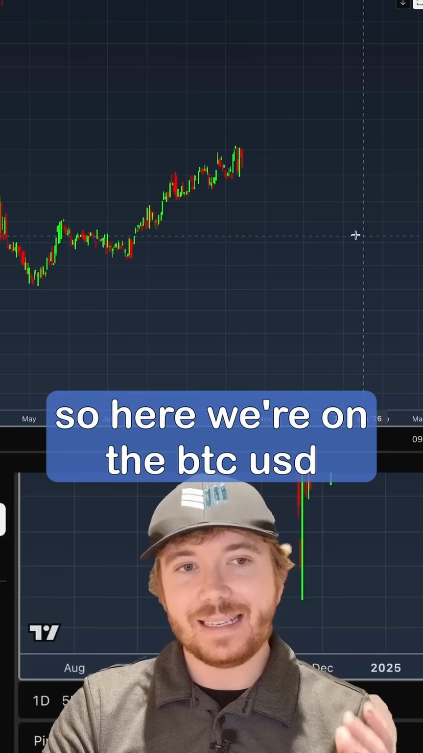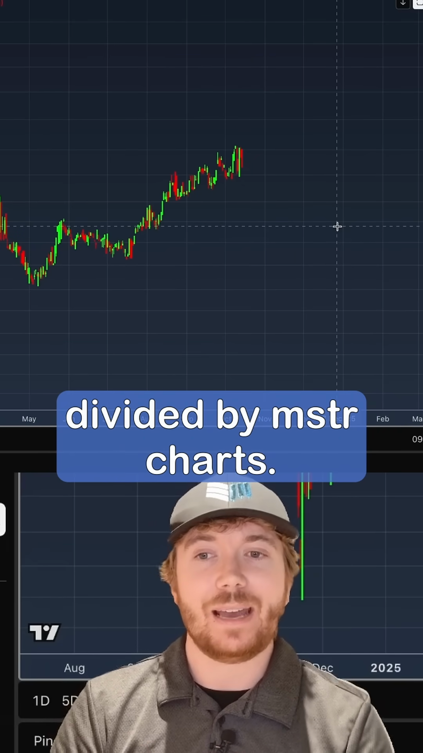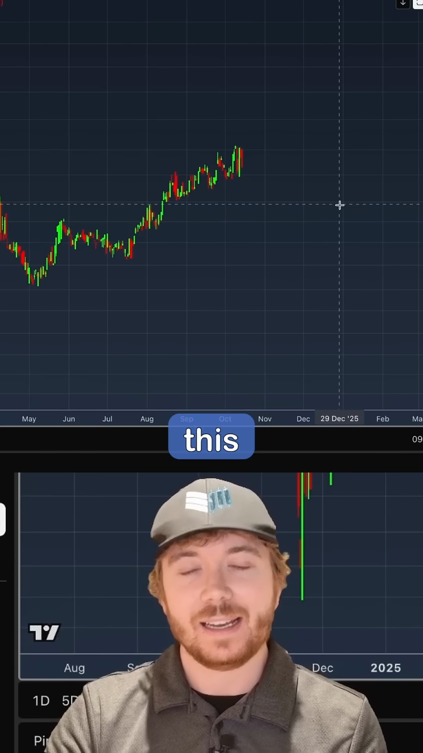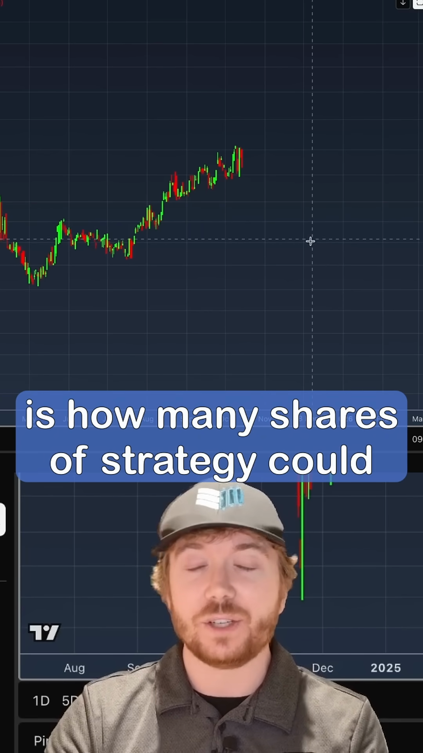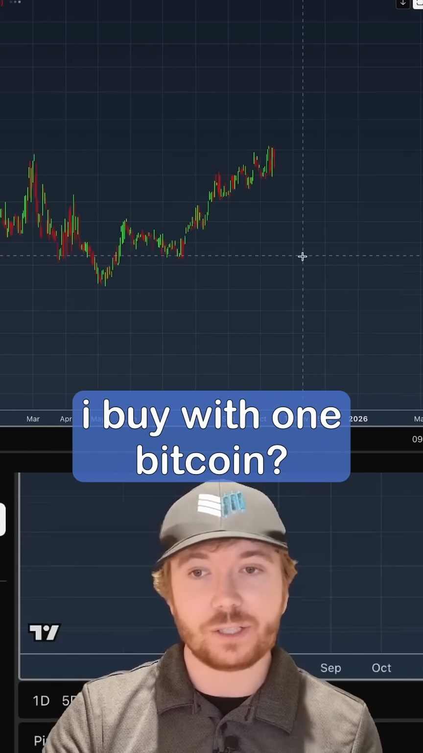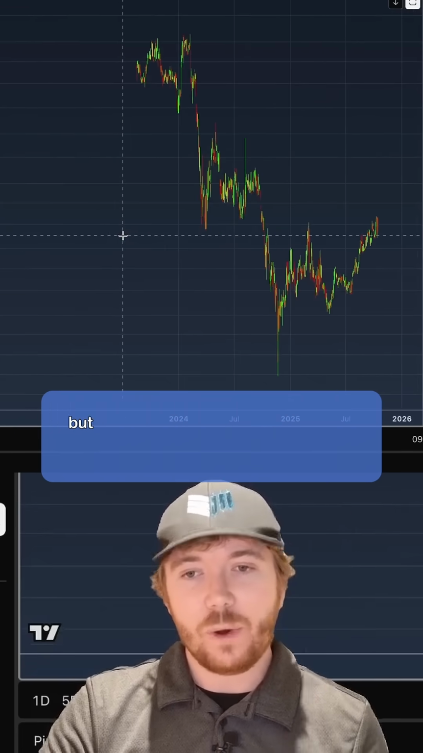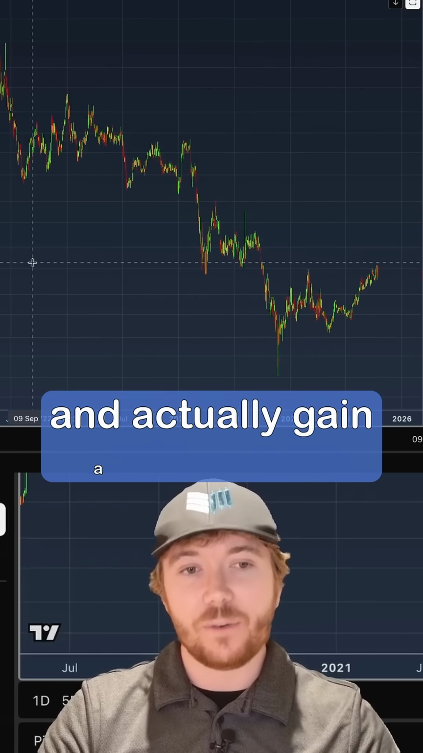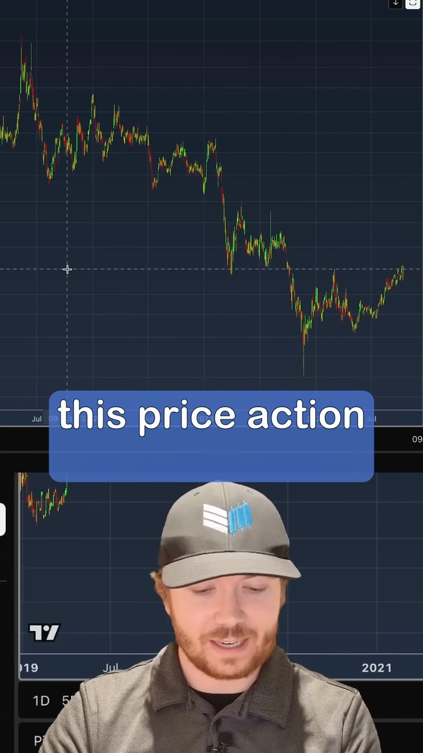So here we're on the BTC USD divided by MSTR chart. The way you should really look at this is how many shares of Strategy could I buy with one Bitcoin. It's currently around 353, but what I can do is zoom out and gain a full chart of this price action history.